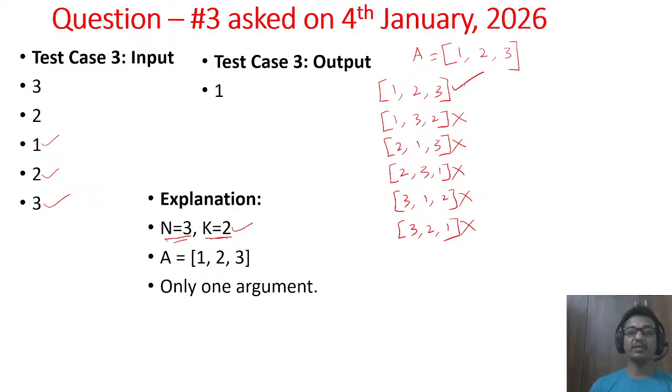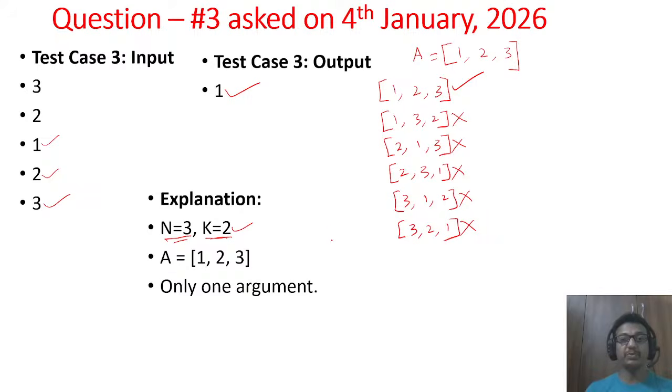So how many did we get? 1. So the output is also 1. So we got the output 1 when we applied the same logic. Then how to convert this logic into code? That is the second important part.